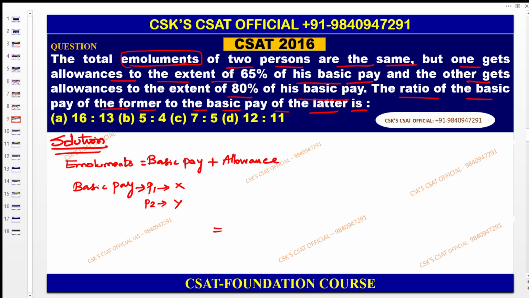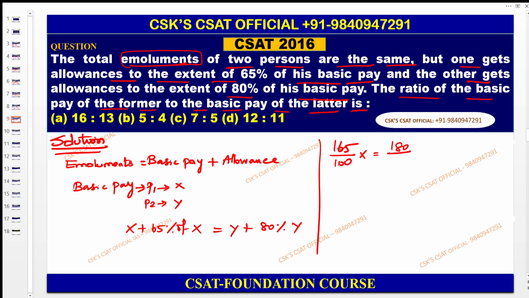So what is the first person here? Basic pay plus 65% of the basic pay. That is the allowance. Then Y plus 80% of the basic pay, Y. Now calculate this. So 165 by 100 X is equal to 180 by 100 Y. 100 getting cancelled. We need to find out the X by Y.